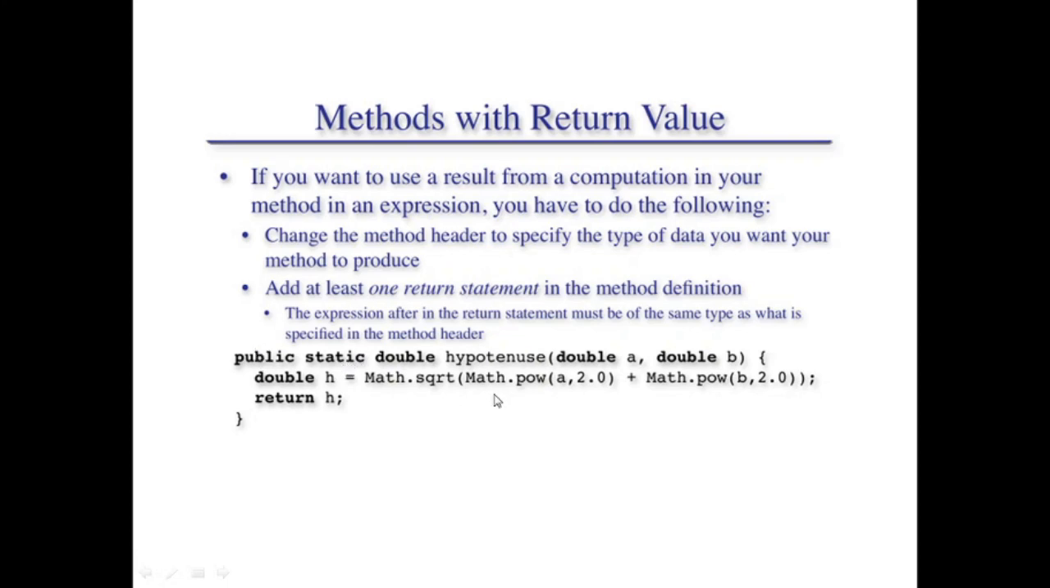This is a static method. It means that it is used with the name of the class. It has nothing to do with the instantiation of objects. So it is used directly with the class. This is the static method. So what is it doing? It is doing double h is equal to math.sqrt of math.pow a comma 2.0 plus math.pow b comma 2.0.